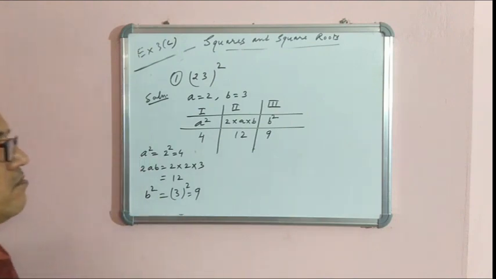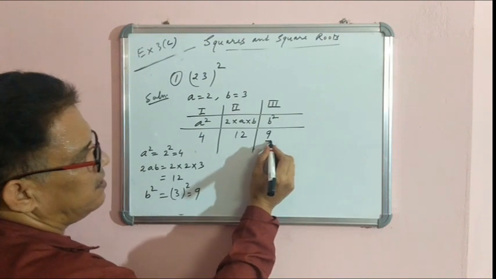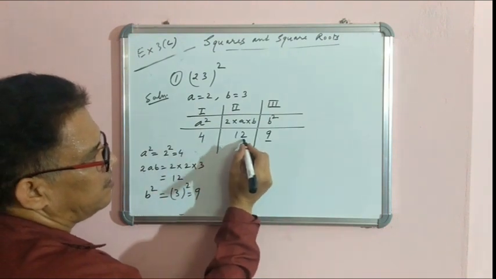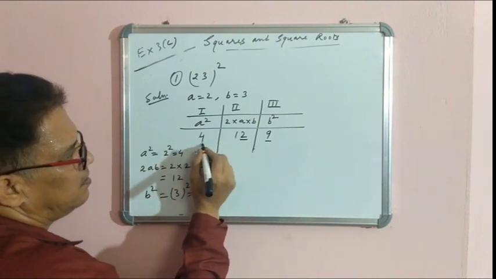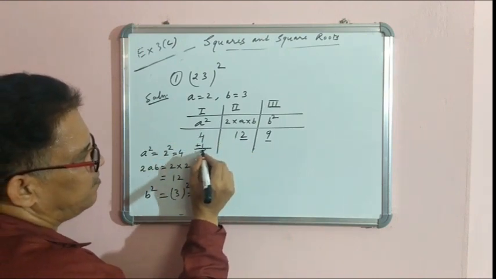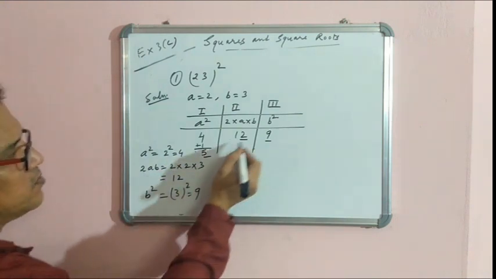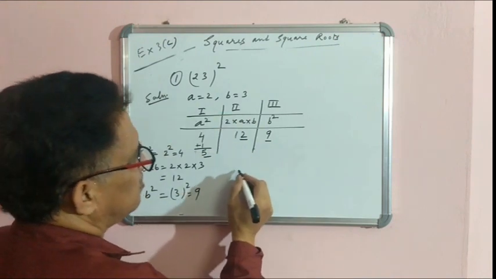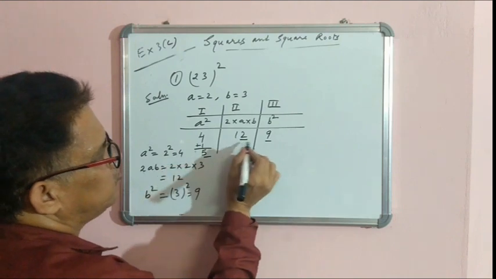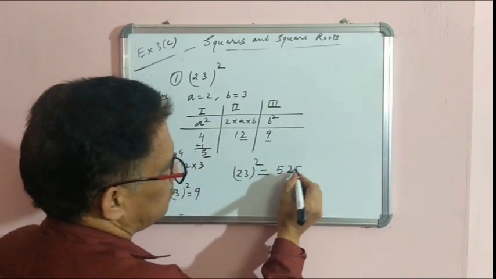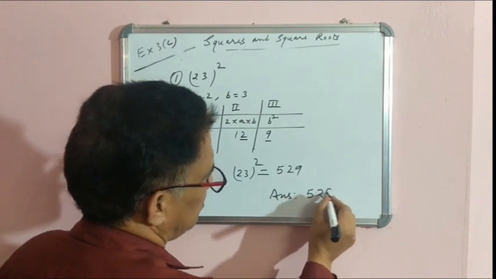Again the same process we will do here. We will underline the first digit here; nothing is to carry here. Now 2 is there, 1 we will take here, 4 plus 1, that is 5. Now we underline this. Now 5, 2, 9, that is 23 whole square is equal to 529. So this is the answer, 529.